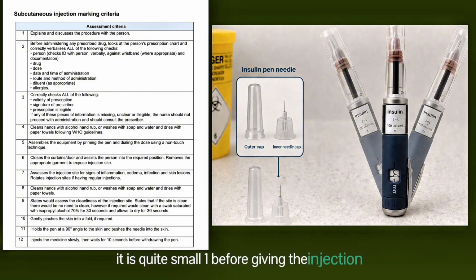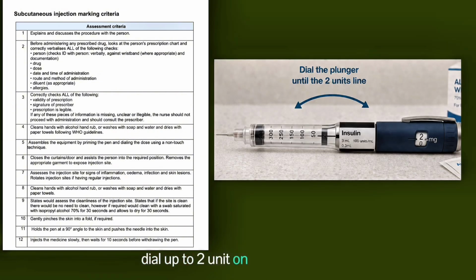Before giving the injection, dial up to 1 unit on the insulin pen. Push the plunger upward and you will see a small amount of insulin being ejected from the needle. This will ensure that any air has been dispelled and the pen is working correctly.